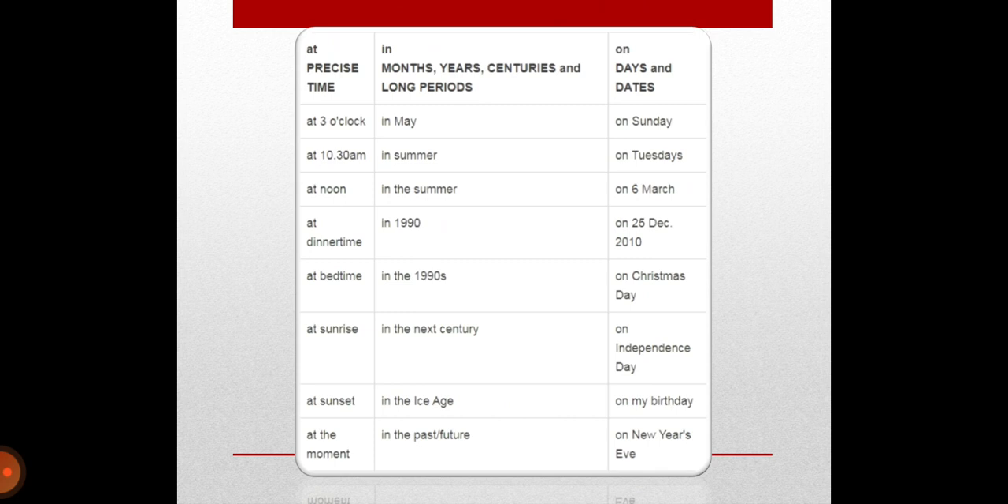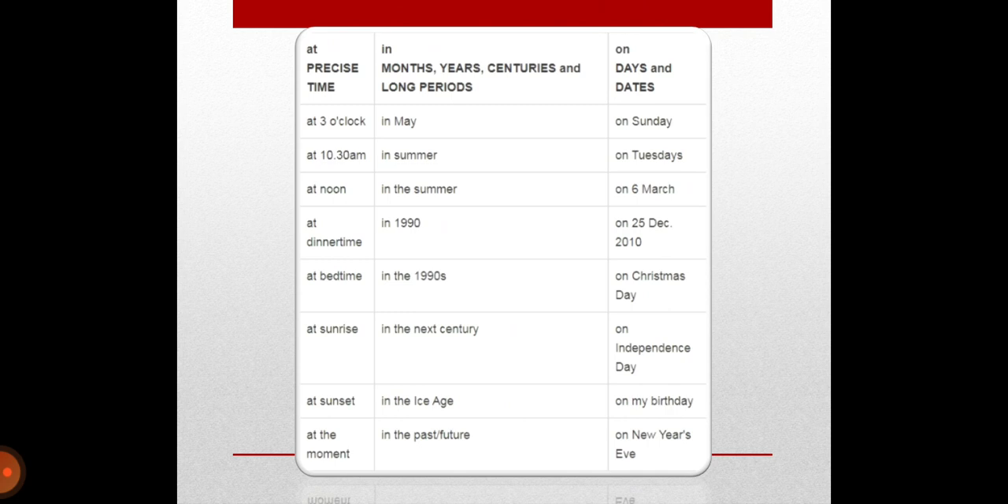Now we have some notes regarding how to use prepositions before time. We can use at, in, and on. As for at, it is used before precise time, as in at 3 o'clock, at 10:30, at noon, which means a precise time, a specific period of time, at bedtime, at sunrise. These are short periods, you can notice that.